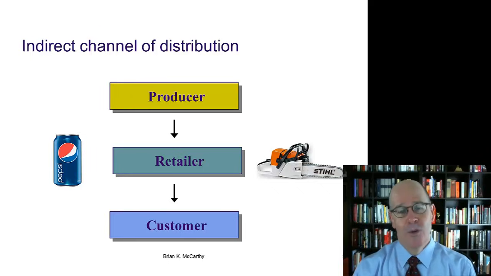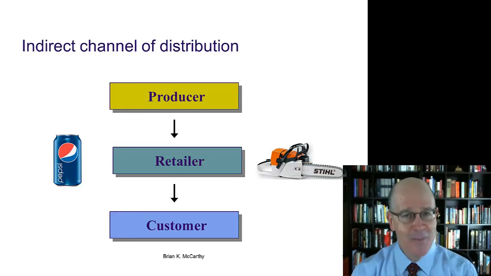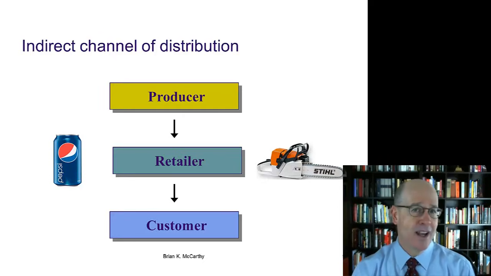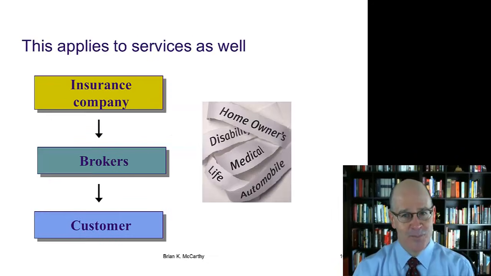Another example would be chainsaws. If you want a Stihl chainsaw, then you'll need to go to an authorized Stihl dealer who will help you pick the right one, will help you get the right accessories, will give you the training you need, and the ongoing service and support. It's important to remember that this applies to services as well.